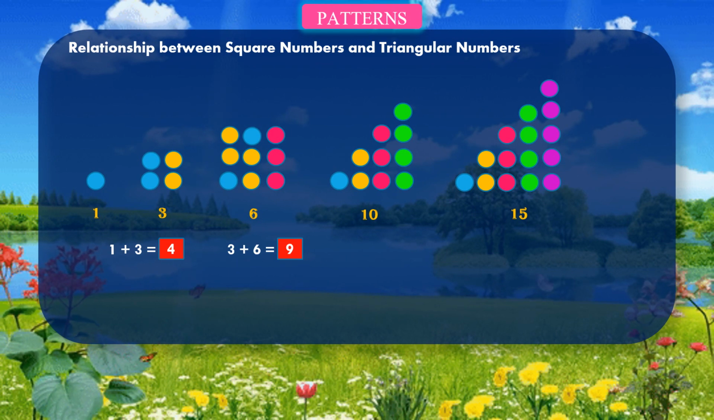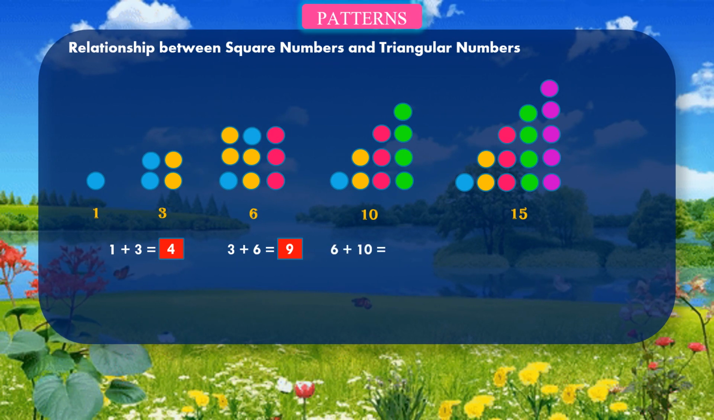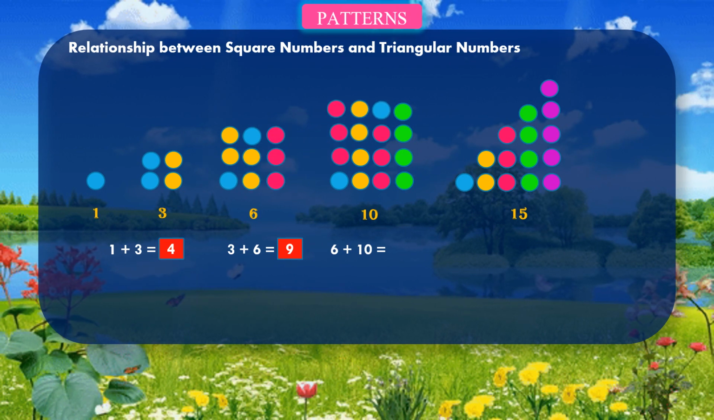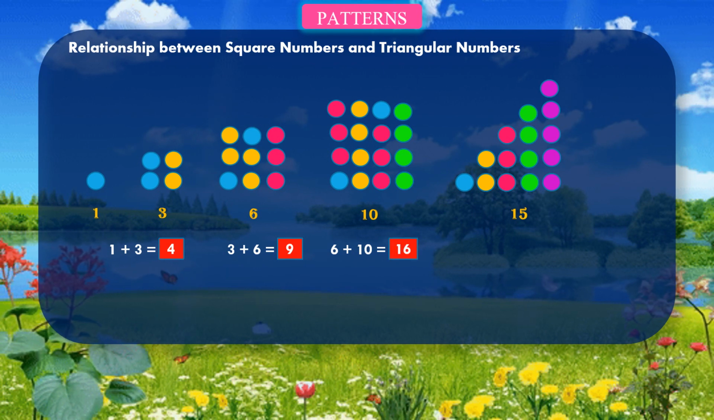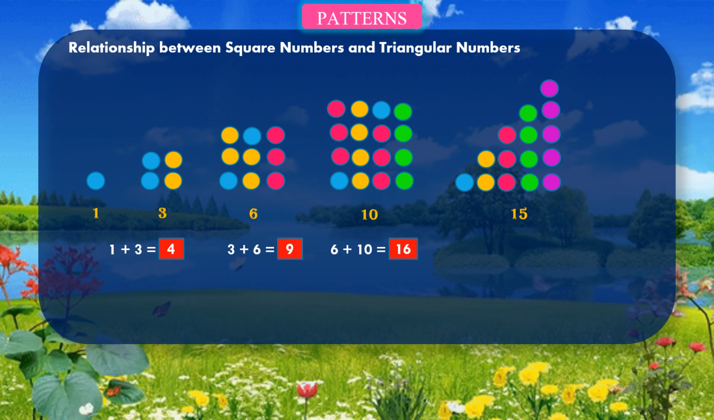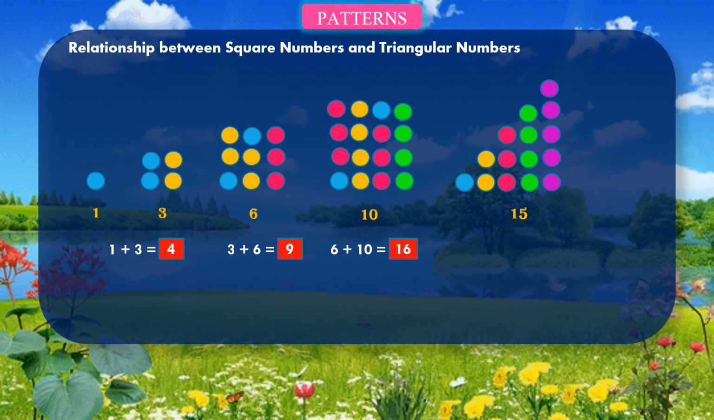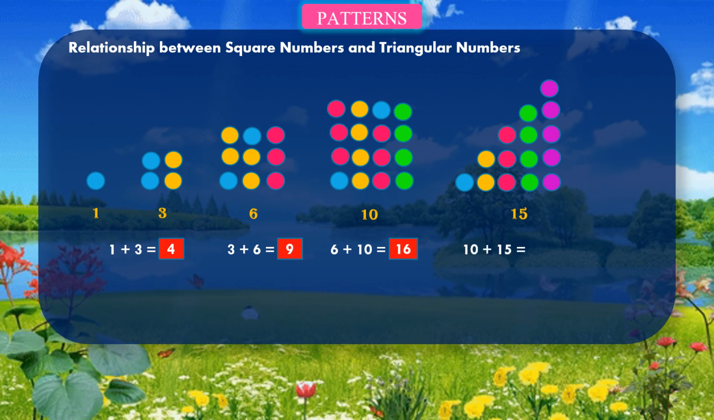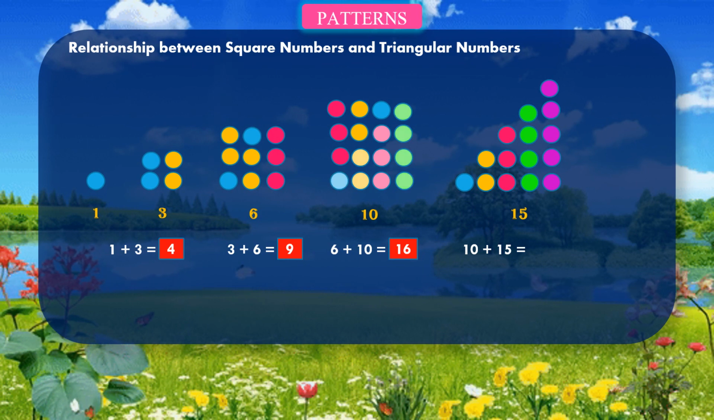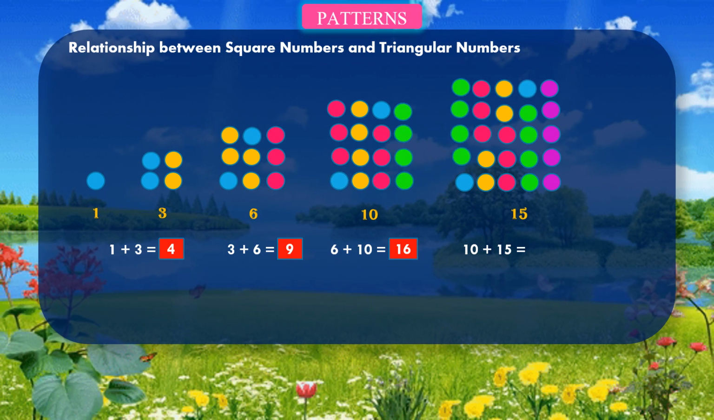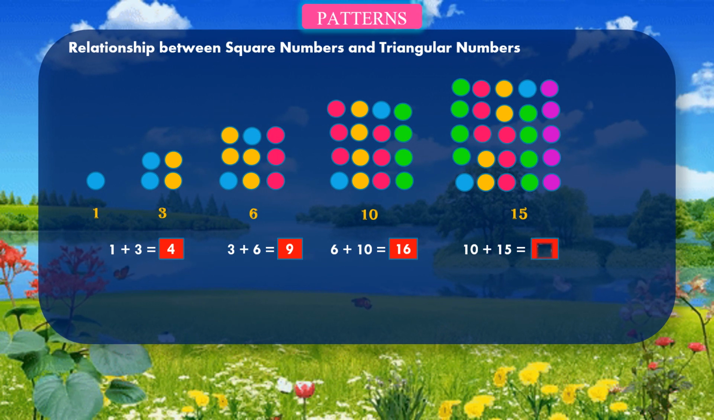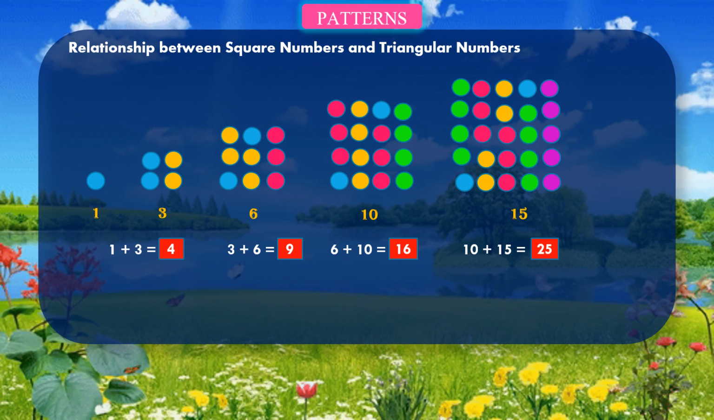Similarly, we add 6 and 10. It means add 6 with 10. Now you will get the square. So 6 plus 10 is 16. 16 is the perfect square number. Then we add 10 and 15. It means add 10 with 15. Now you will get the square. So 10 plus 15 is 25. 25 is the perfect square number.